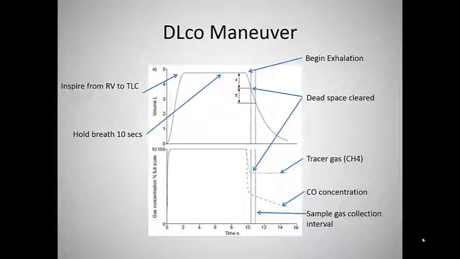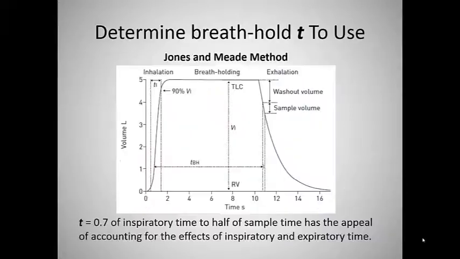Down here, as you clear your dead space, the carbon monoxide starts to go down. How come it's not horizontal like methane? Why is it going down? That's right, it's still being absorbed. As you're blowing out, there's less and less in the alveolar gas because some of it's still being absorbed. Excellent, that's exactly right.